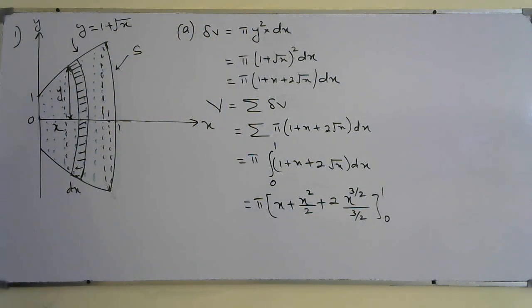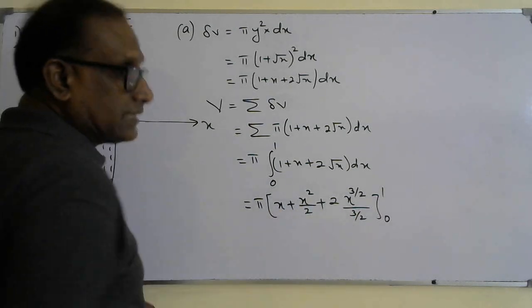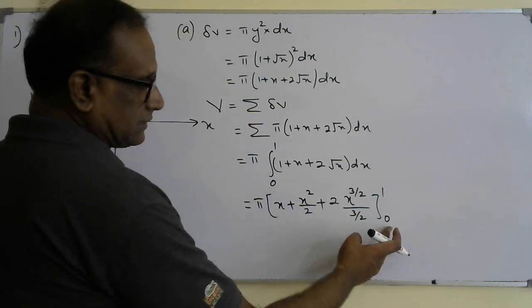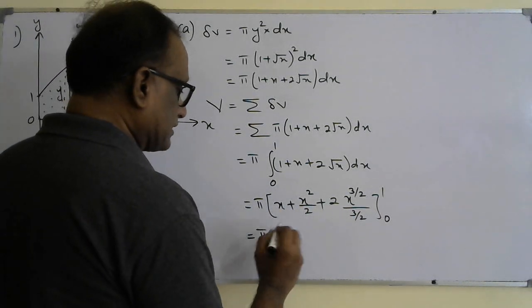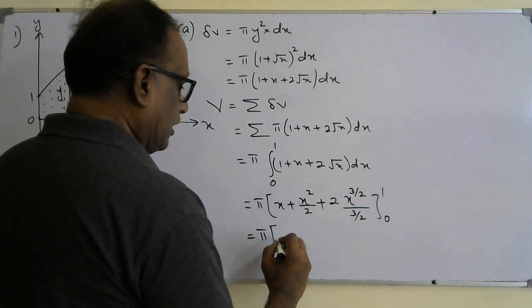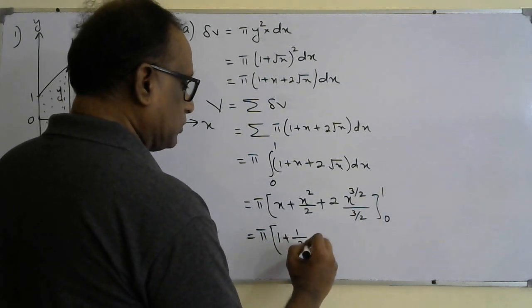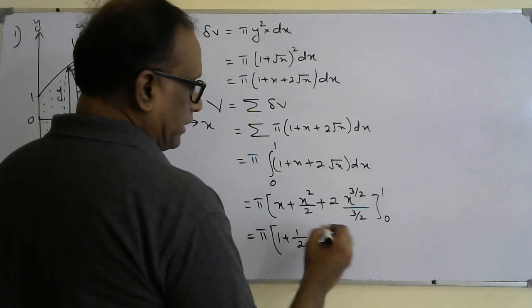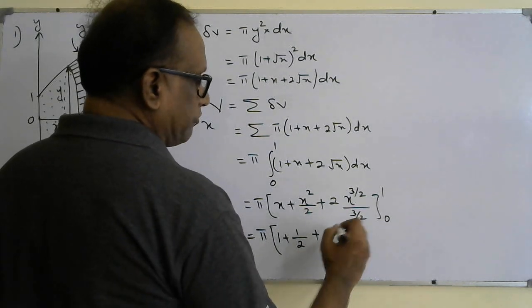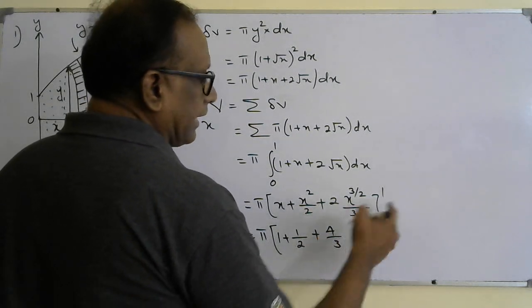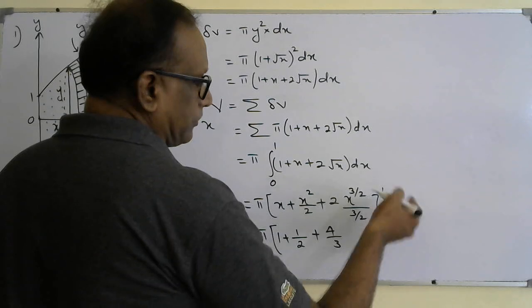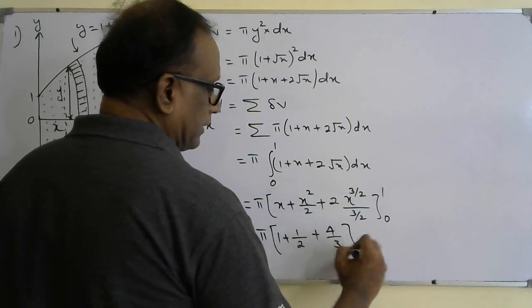Okay, so when you substitute 0, all x will get the value 0, so we don't need to consider that substitution. Finally, if I substitute 1 for each and everything: 1, plus 1 squared by 2, which is 1 by 2, plus 2 times 2 over 3, that is 4 by 3 into 1, because 1 to the power 3 by 2 is 1. So that's okay.